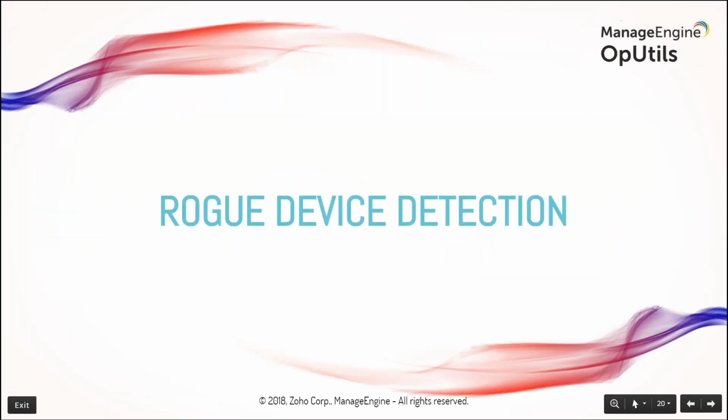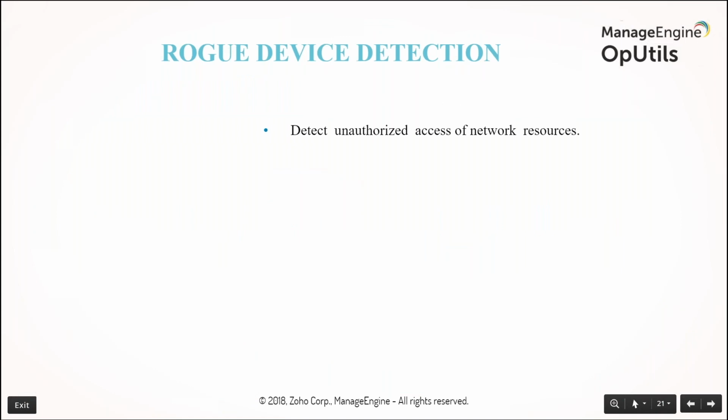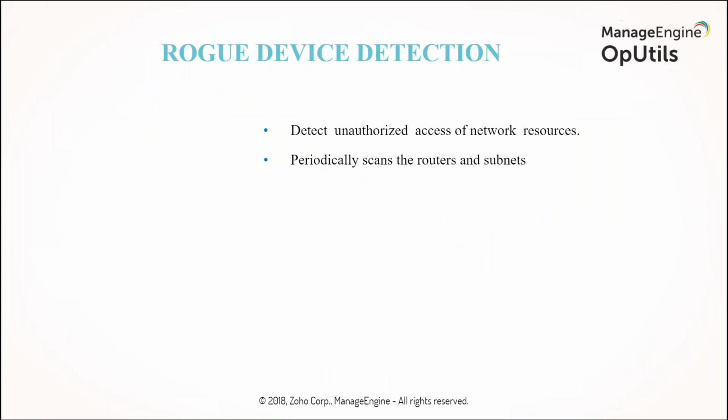And the most important feature I would say in OpUtils is rogue device detection. When I say rogue device detection, it will not actually detect any rogue device automatically, but there are some sets of rules you can turn on for rogue detection, which help you identify whether any new device is being added into your network. You can scan the routers and the switches periodically. If there is any new device which is not in your inventory and gets added, you will be able to identify it and take the necessary action.